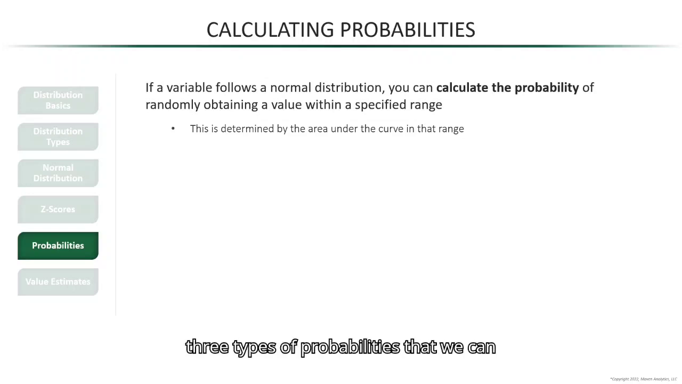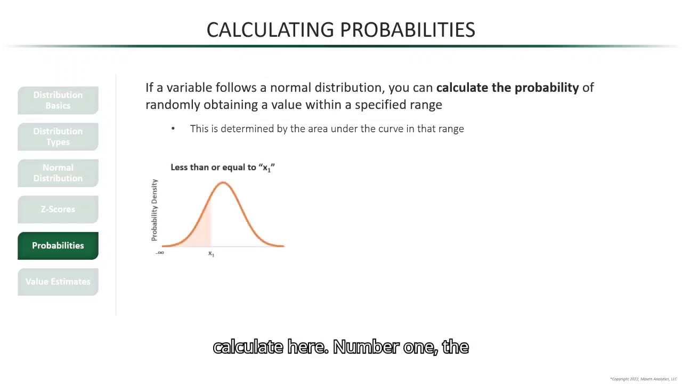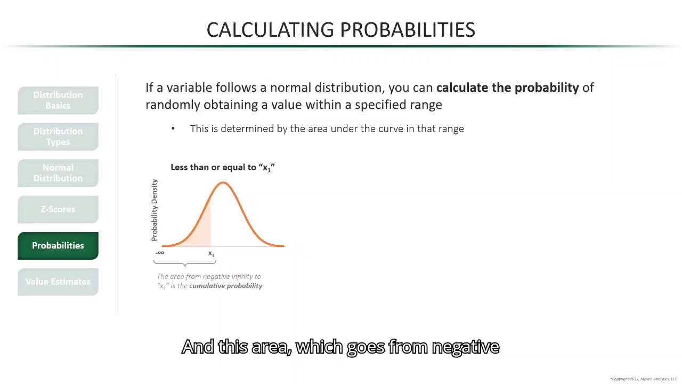Now, there are 3 types of probabilities that we can calculate here. Number 1, the probability of getting a value less than or equal to a value x. And this area, which goes from negative infinity to our value of x, is what's known as the cumulative probability.